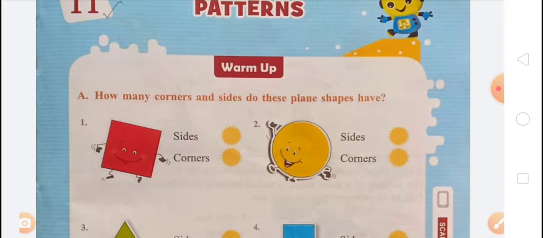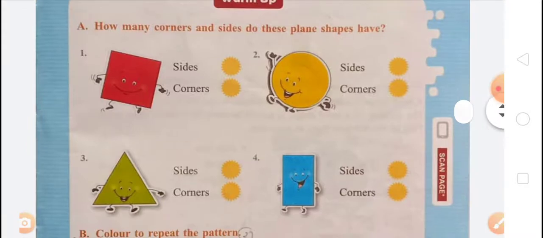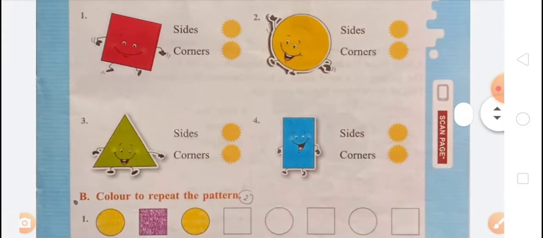So the number of sides is 4, and the number of corners is 4 in the square. In the second, how many sides and how many corners are there in a circle? We know that there are no sides and no corners in a circle, so we have to write 0 sides and 0 corners here. The number of sides is 0 and the number of corners is 0.